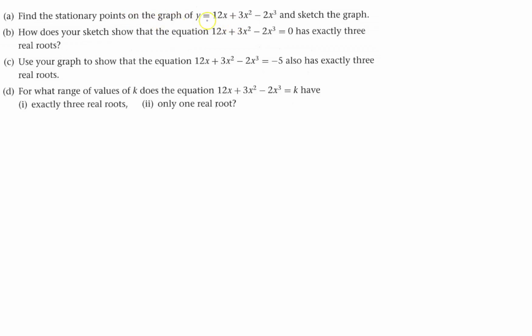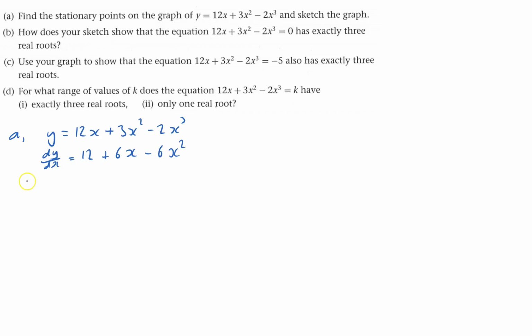Okay, got to find the stationary points on this graph and sketch it. So part A, stationary points: I need to differentiate it and then set it equal to 0 and solve that equation. So I need to differentiate it to get dy by dx, the gradient function. That'll be 12, 2 times 3 is 6, so plus 6x to the power of 1, and then minus 6x squared.